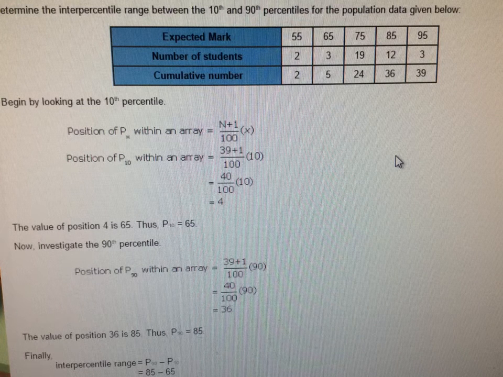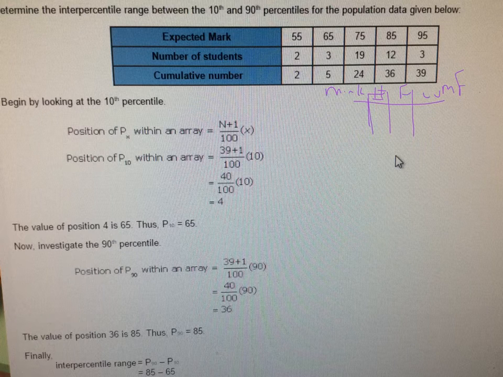All right, we're finding P10, the 10th percentile, and the difference here is that we're using a frequency table. Usually we would have the table like this instead, with the mark, then the number of students and the frequency, and then the cumulative frequency on the right hand side. The cumulative frequency is important because it lets you quickly see where each number lands in the data.